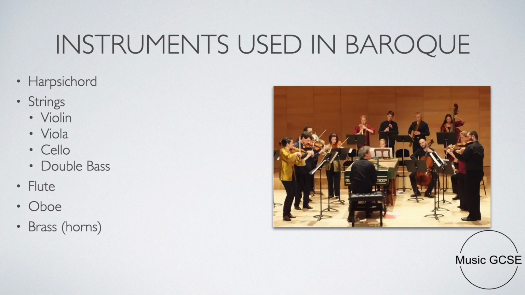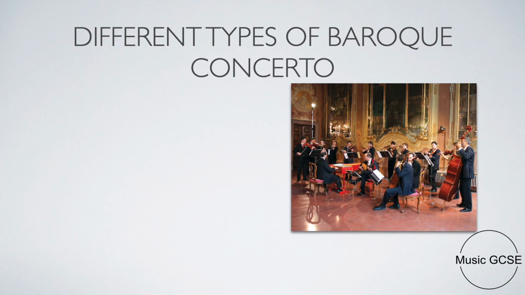Now, if it does feature brass instruments, these will be basic brass instruments which don't have valves like a modern day trumpet and other brass instruments. And if a Baroque orchestra does use brass, it will most likely also have some percussion instruments as well, such as the timpani drums.